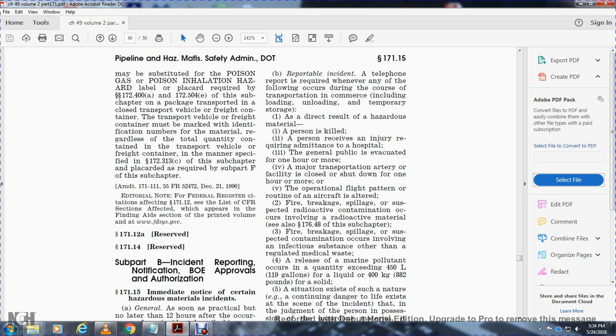All right, subpart B, incident reporting notification, the BOE approvals and authorizations. We're going to cut the tape there, and we're going to do it part by part.